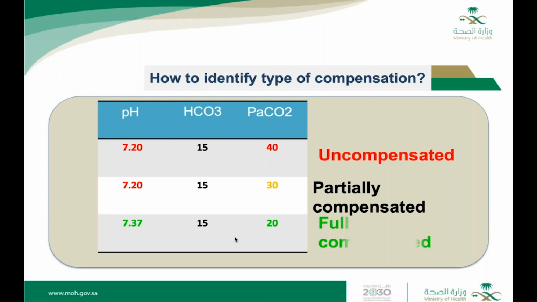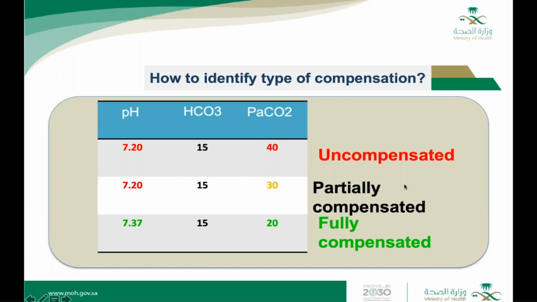So here we'll have three different examples: uncompensated, partially compensated, and fully compensated. When do you say it is uncompensated? Look at the pH. The pH is still low. The bicarb is low. So this is metabolic acidosis, but the PCO2 is in the normal value, 40. So there is no compensation; the CO2 does not try to compensate in order to get the pH to the normal value.